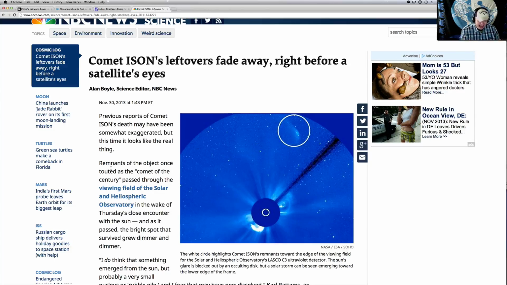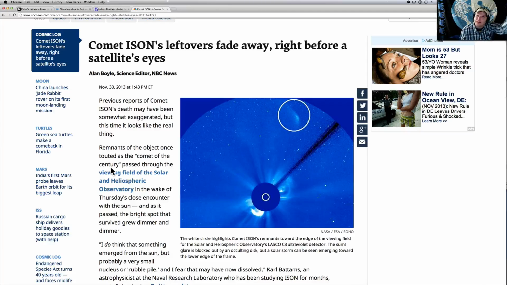Don't be sad. I know ISON bombing out is sad. I really wanted to see it up in the sky. I wanted to see it like Hale-Bopp. It's been a while since we had something amazing that we go out there and see. But that's not the end of the world here.